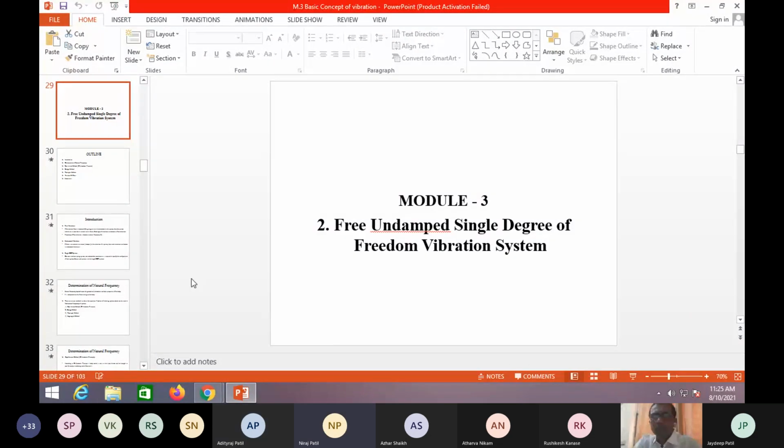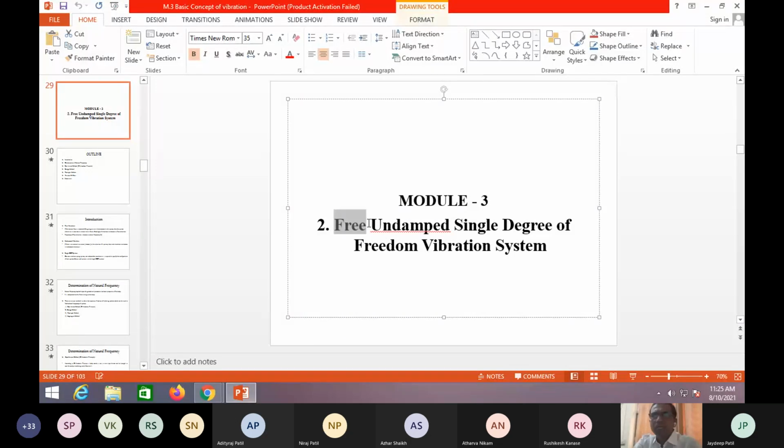Okay, means once the body is displaced from its equilibrium position and that force is released, it vibrates by itself because of its natural frequency. Now this is known as free vibration, and undamped means there is no resisting force to absorb the energy of the vibrating system. It is known as undamped because there will be no damper. And single degree of freedom means there is only one parameter required to define the position or the motion of the vibrating system. Okay, now these are the definitions of free vibration, undamped vibration, single degree of freedom.